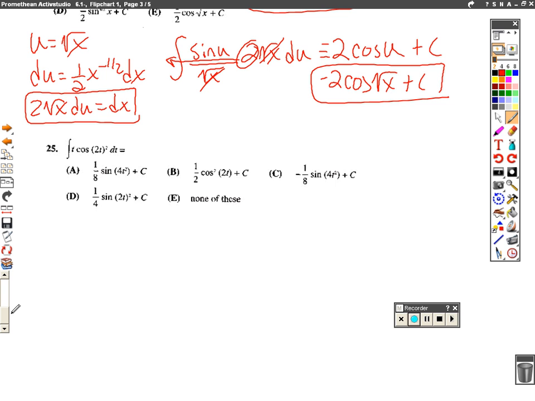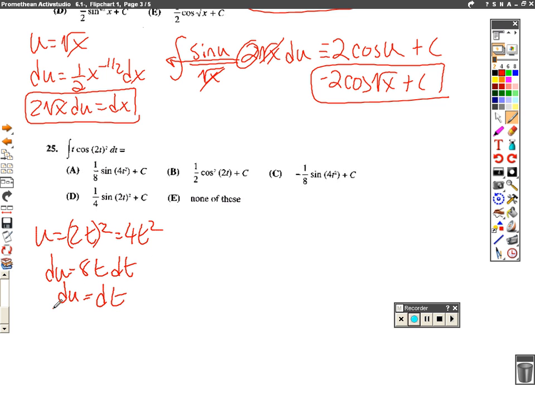All right, number 25. We've got cosine of 2t squared, and I'm going to assume that because the 2 is right here after the 2t, it doesn't mean that the cosine is being squared. It means the 2t is being squared. All right, so I'm going to let u equal that 2t squared, which is really 4t squared. So du, because 2t squared, we squared the 2 and the t, would be 8t dt. So dt will be du over 8t.